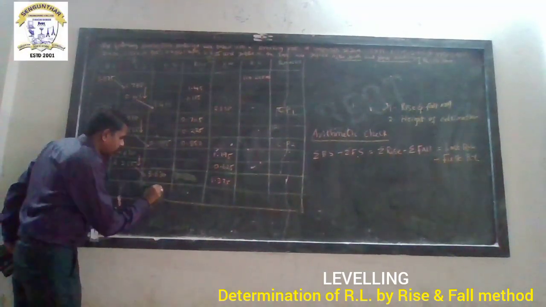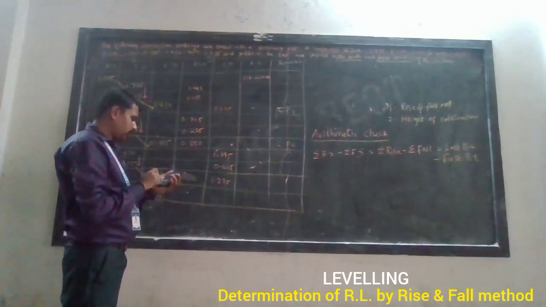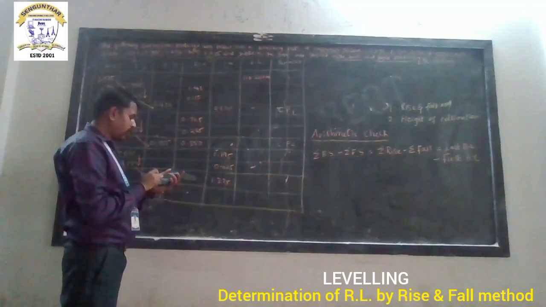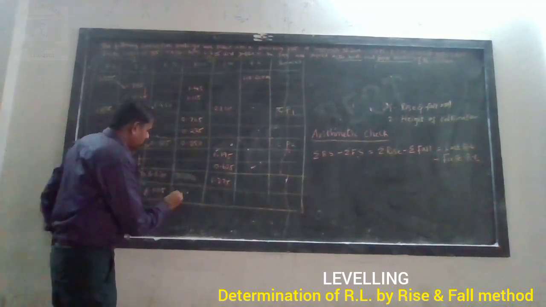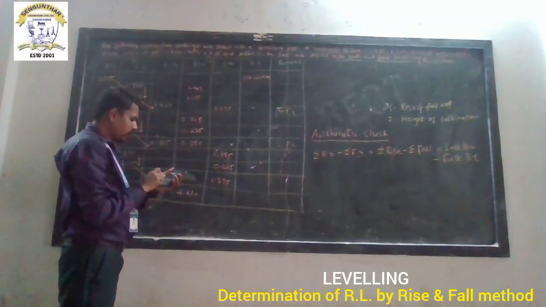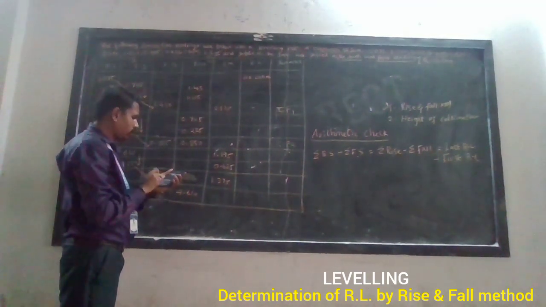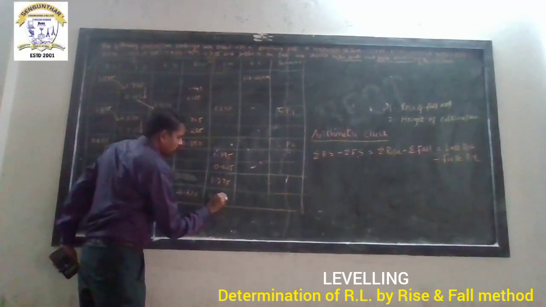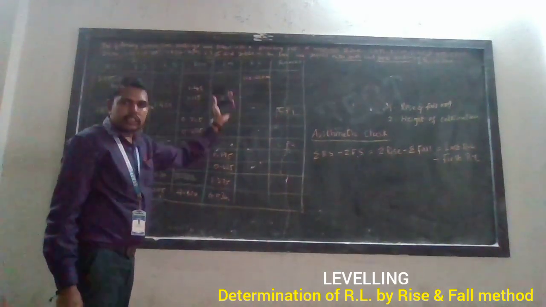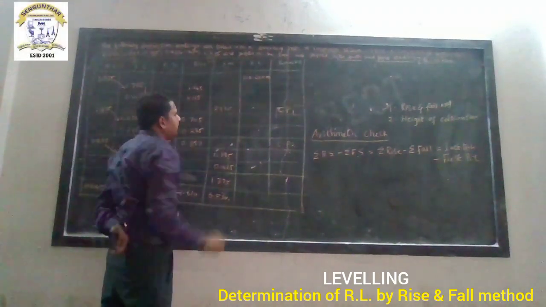So 8.065. Right? Adding values in the rise column: 1.645 plus 1.115 plus 0.765 plus 0.235 plus 0.850, which is equal to 4.610. Then adding the values in the fall column, 2.835 plus 1.195 plus 0.625 plus 1.375, which is equal to 6.030. Right. After that, we will find the RL of each and every point with the help of rise and fall. Right. See, the first value RL is 110.200.